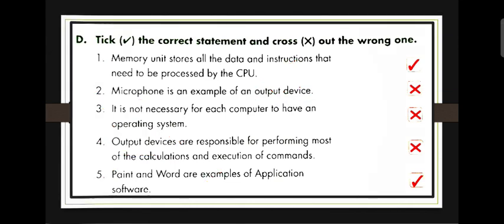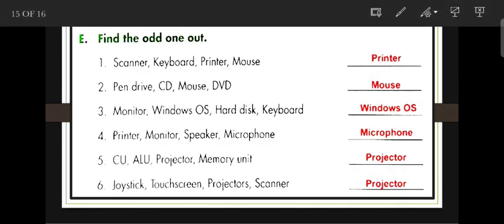Next is find out the odd one. Number one: scanner, keyboard, printer and mouse. Scanner is an input device, keyboard is an input device, mouse is an input device, but printer is the output device. Printer is the odd one.